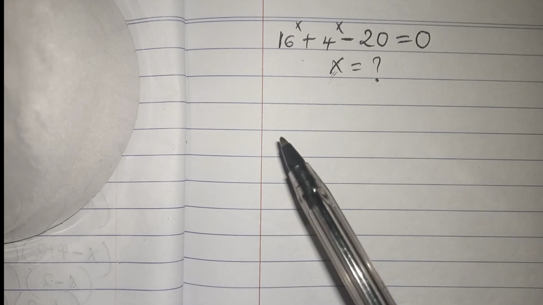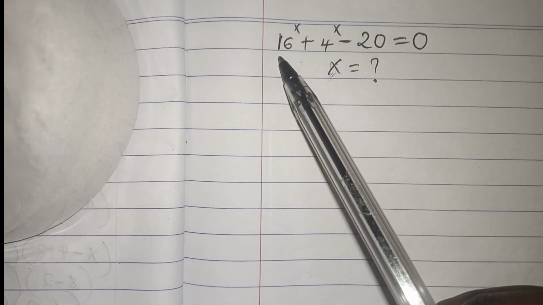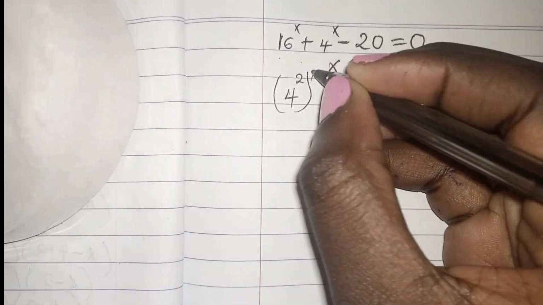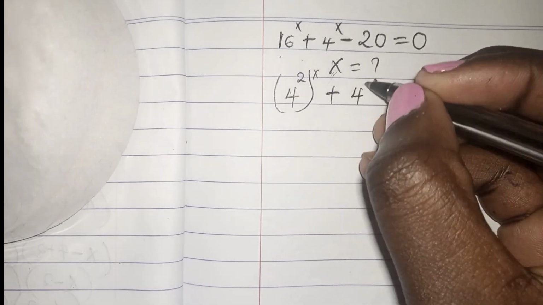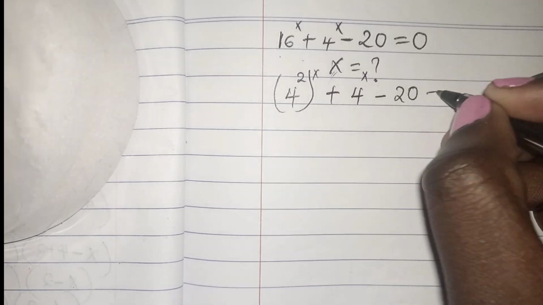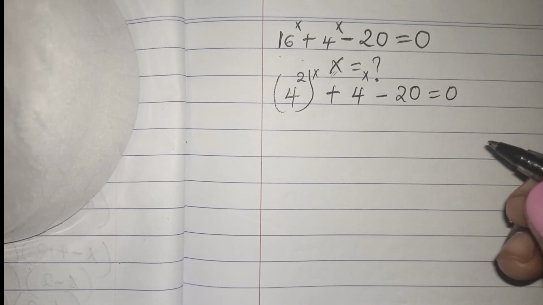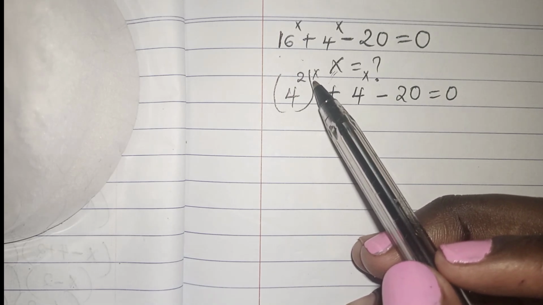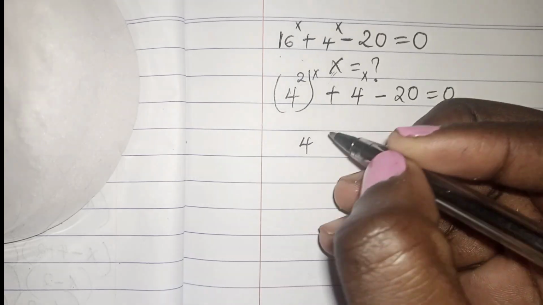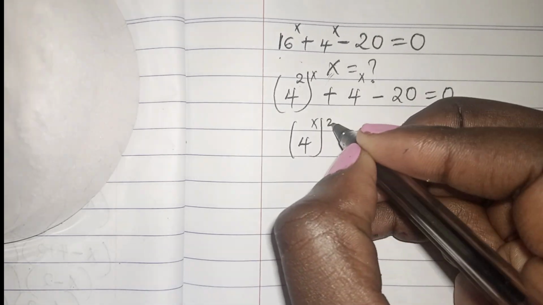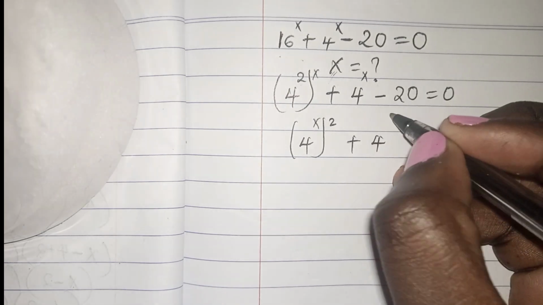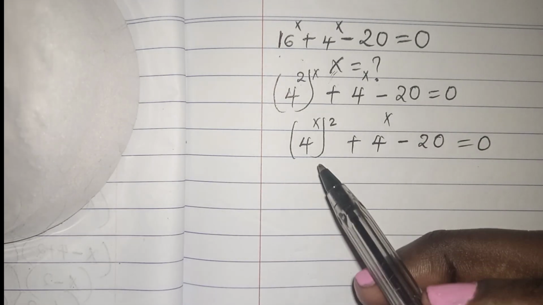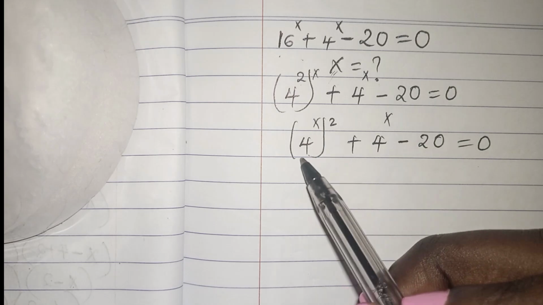So our first step here, 16, we can write it to the base of 4. So this will be 4 squared, all this to the power of x, plus 4 to the power of x minus 20 is equals to 0. Okay, our next step, we are going to exchange our exponent. This is according to one rule of indices. So 4 to the power of x, all this squared, plus 4 to the power of x minus 20 is equals to 0. So by doing so, you can see we've formed 4 to the power of x, which is common.